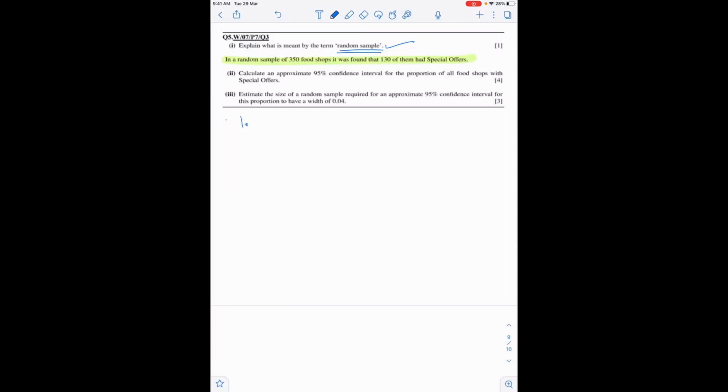First of all, you will write let X be the proportion of shops with special offers. Then the proportion of the sample is going to be 130 out of 350. Q is going to be 1 minus 130 upon 350. That means 350 minus 130 upon 350.